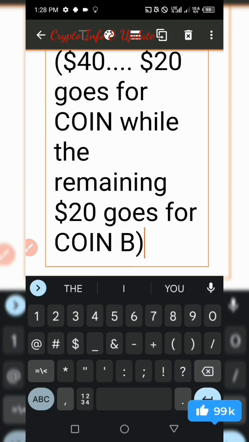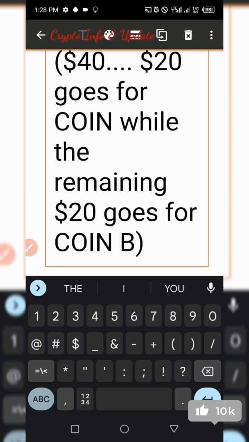Do you understand? So whatever capital you have, you split it into two. The first half goes to the first pair, the second half goes to the second pair. It must be equal. So you give the same capital to each pair.